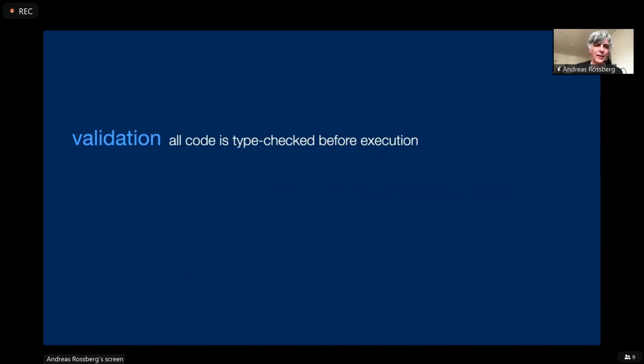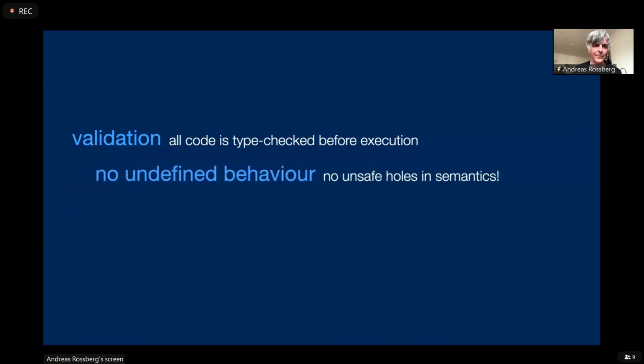Then there are various properties it has. So WebAssembly is typed. The type system is fairly simple because it's low level, but still all instructions are type checked through a process we call validation. So similar to bytecode verification in the JVM, but actually specified as a proper type system.